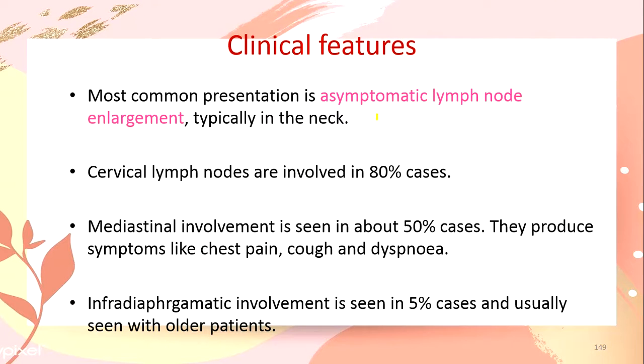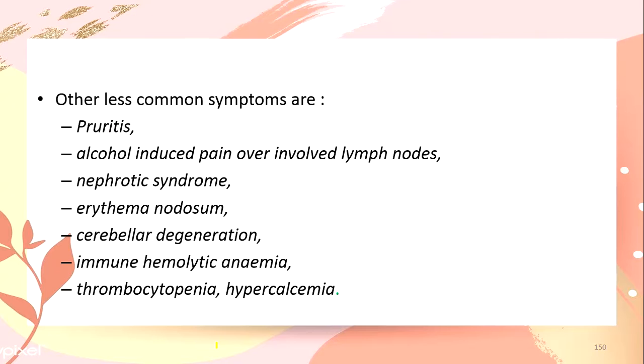The clinical feature with which the patient presents is asymptomatic lymphadenopathy, especially in the neck. Cervical lymph nodes are involved in 80% of the cases, while mediastinal involvement is seen in 50% of the cases, and the patients present with chest pain, cough, and dyspnea. Infradiaphragmatic involvement is seen in 5% of the cases and in older patients.